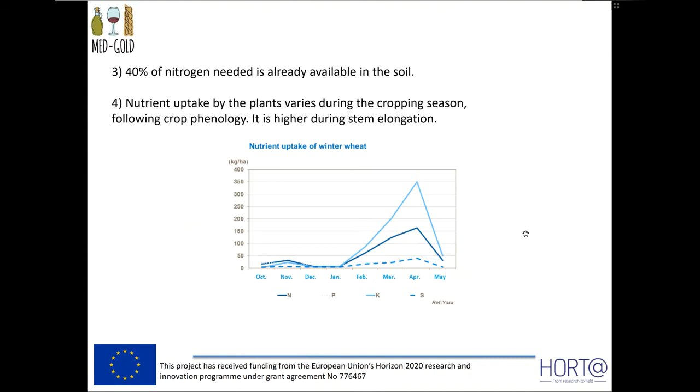Forty percent of the nitrogen needed for the plant is usually already available in the soil, thanks to the fertilization applied to the previous crop. And in this graph, you also see the nutrient uptake during the season. As you can see here, the most important period for nitrogen uptake by the plant is in the spring, so it is not useful to apply nitrogen in autumn or in winter. It is too early, and you increase the risk of leaching. So farmers usually apply nitrogen fertilizers in February and March. Here is just an idea to understand when the plant needs the main units of nitrogen. Next.